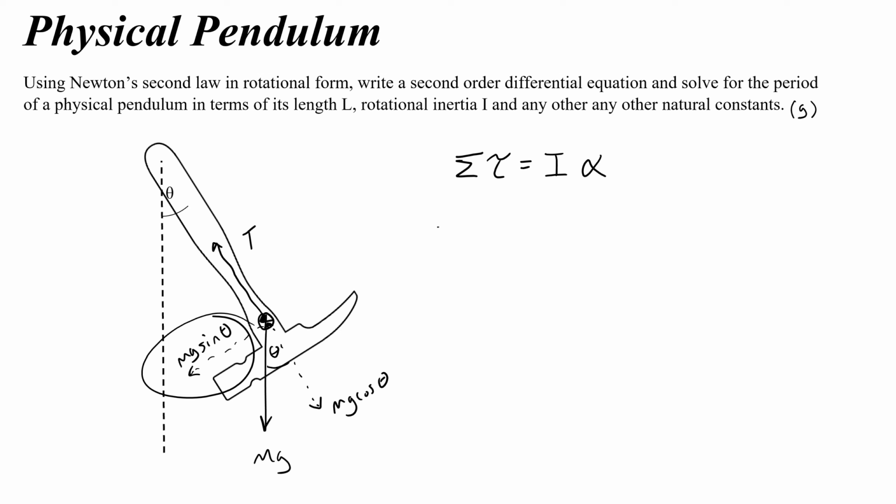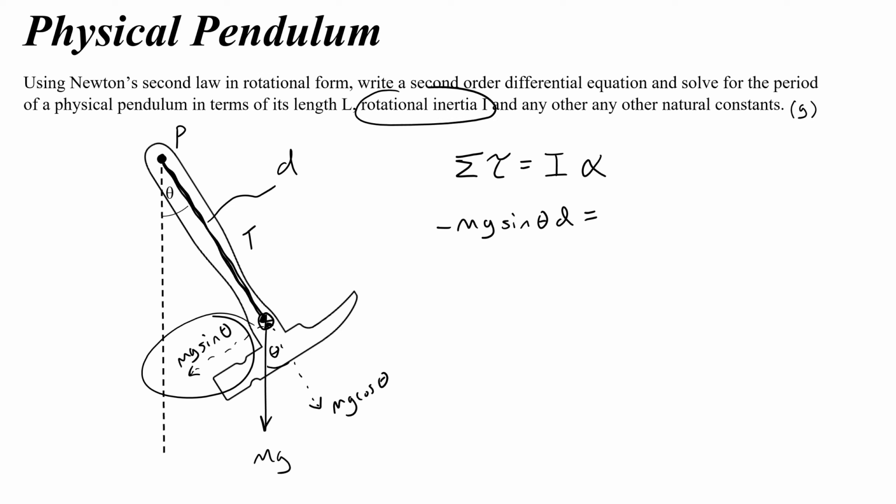And so I would say negative mg sine theta, that's the force, times, now I need a radius, and here's where things are a little bit different. Often on a physical pendulum, the distance between the point of rotation, which is usually called P for pivot point, and the center of mass is what we want. So that won't be the length of the object, but instead it's this quantity that we often call d. So mg sine theta times d is equal to I alpha.